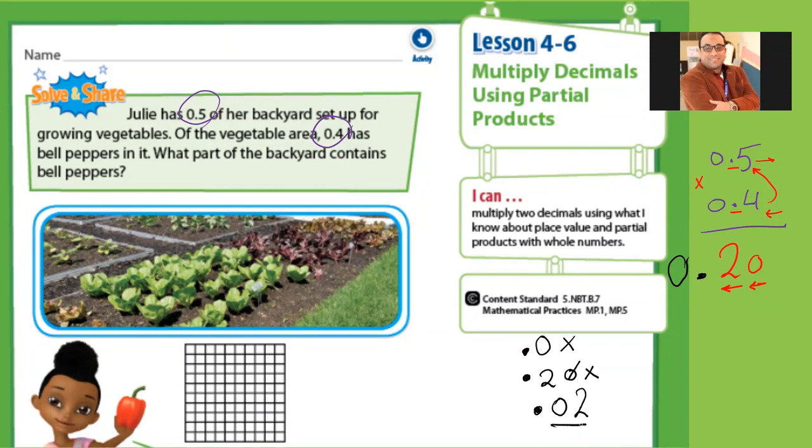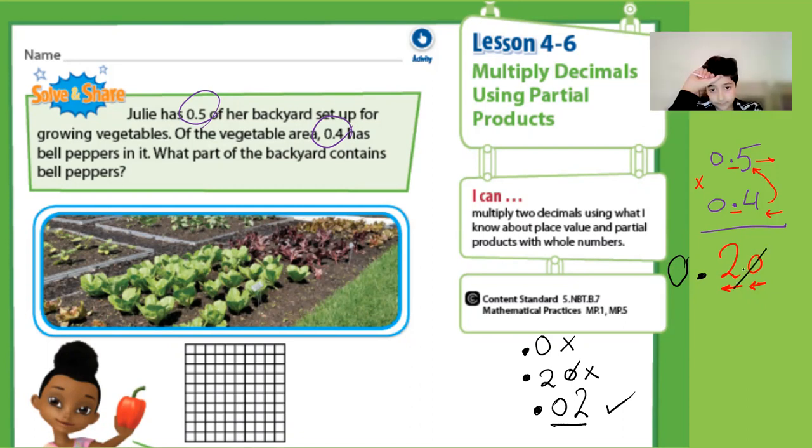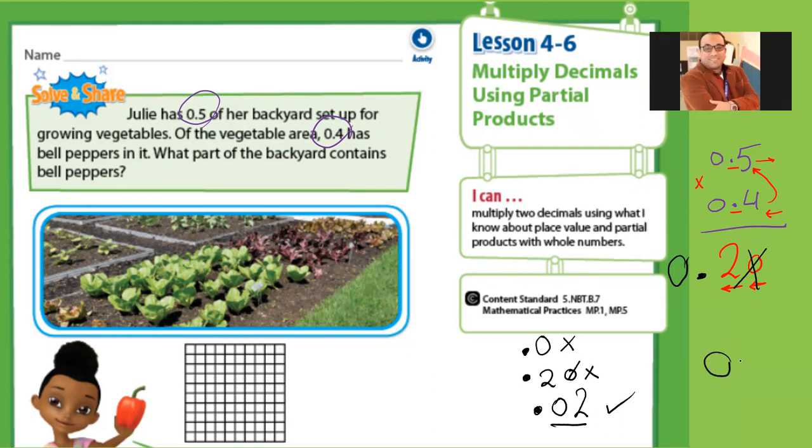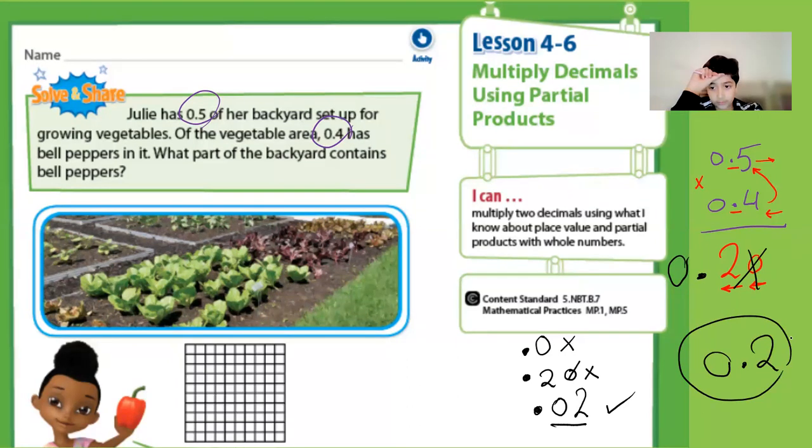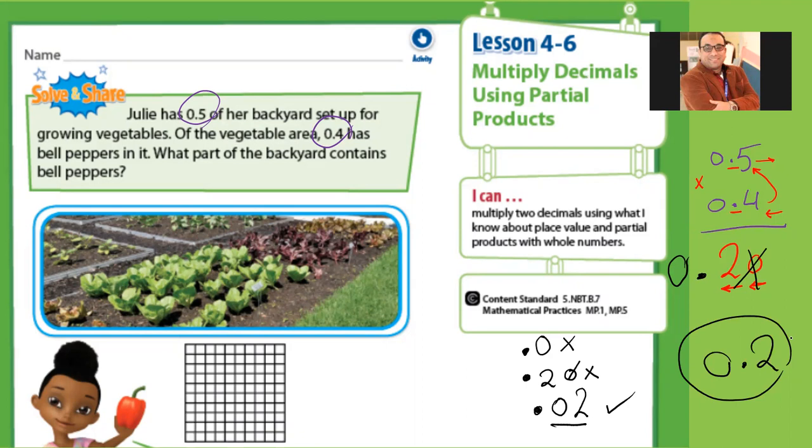Oh, I must keep it, Mr. Walid. I cannot dismiss or ignore this 0. Abdurrahman, yes, we can ignore this 0. So the final answer for this question is 0.2. Okay, Abdurrahman. Yes. My dear students, this is our lesson today.